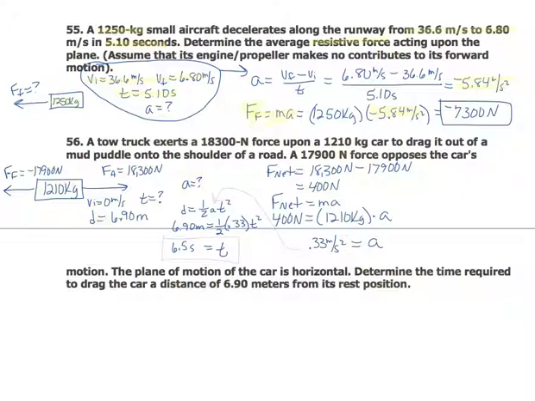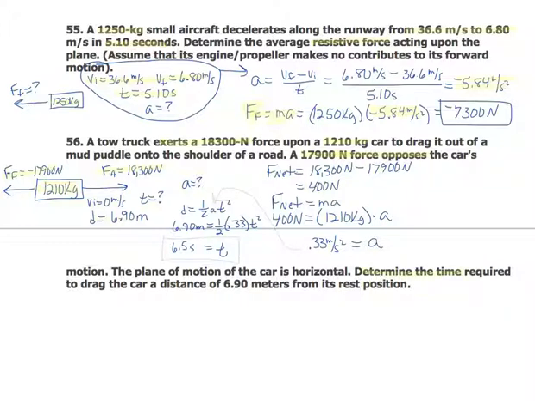Number 56 talks about a tow truck that exerts an 18,300 newton force. So that's going to be my applied force upon a 1,210 kilogram car, dragging it out of a mud puddle. We have a 17,900 newton force that opposes the car, so I could consider that my frictional force. And it says the car is going to be moving horizontally.